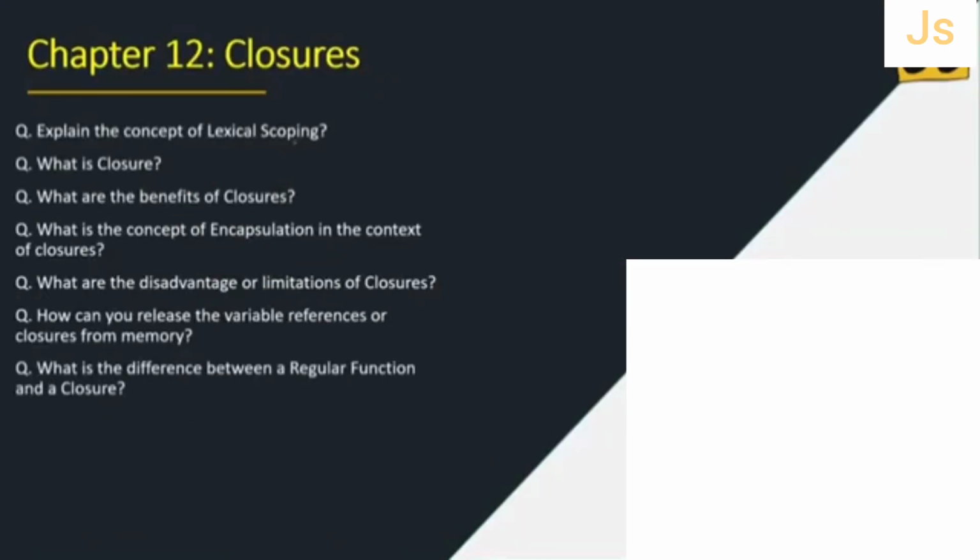Congratulations on completing one of the greatest events of your JavaScript programming life. Now we will close the chapter on closures in JavaScript. The first three questions, lexical scoping, closure, and the benefits of closure, are very much connected here. Then we will check the limitations of the closures and how the closures are different from regular functions. Ready? So let's start with the first question.